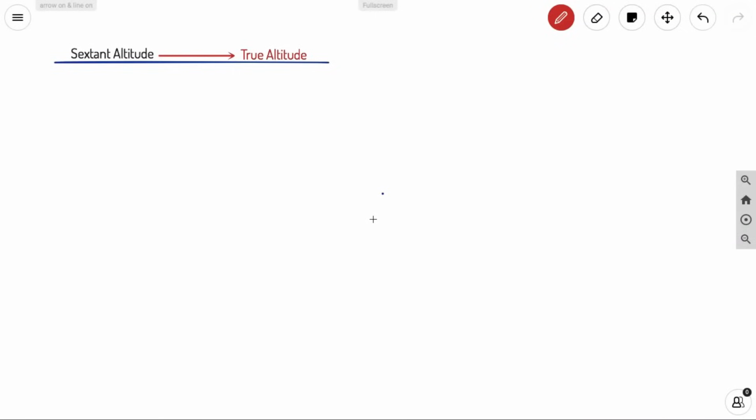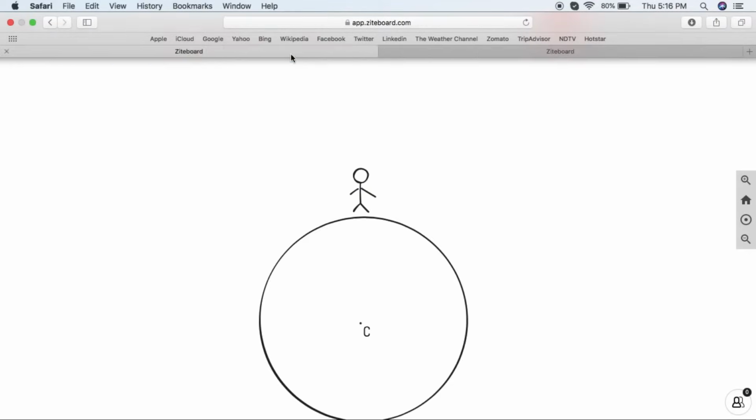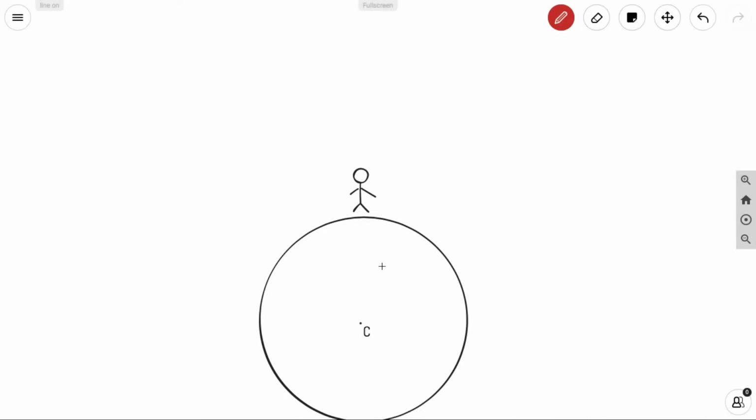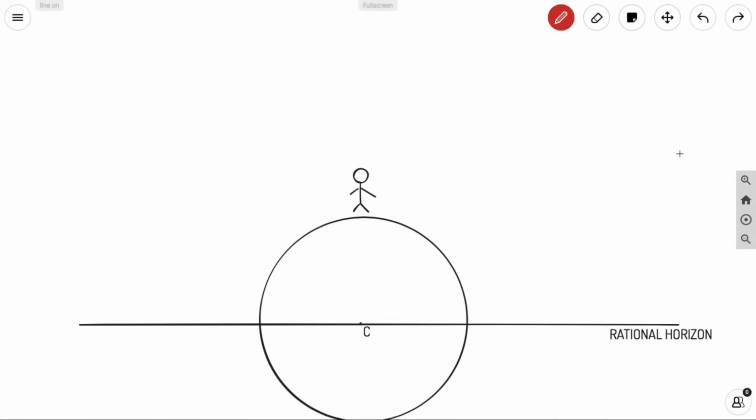So guys, now let's look into how we obtain true altitude from sextant altitude and what are the components included in it. So let's see. You can see Earth and an observer standing on the surface of Earth and center of Earth as mentioned in the diagram. So now let's see.